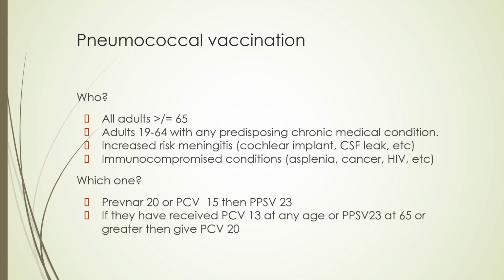So which vaccine should they get? Usually we've been giving now the Prevnar 20 or the PCV 15 and the PPSV 23. But if you've received the PCV 13 at any age or the PPSV 23 at 65 or greater, then just give the PCV 20 at this point in time.